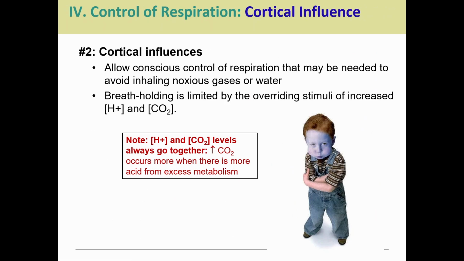We also have some other influences as well, so the cortical influences. This gives us a little bit of conscious control over respiration. This is necessary if, let's say we're swimming, we don't want to inhale water, or there's something really smelly or whatever, so this allows us to hold our breath. So we have some influence using our cerebral cortex to overcome those things. Breath holding, though, is going to be limited. You can't hold your breath indefinitely, because if the hydrogen ion and the carbon dioxide concentrations get too high, you're going to be forced to breathe.